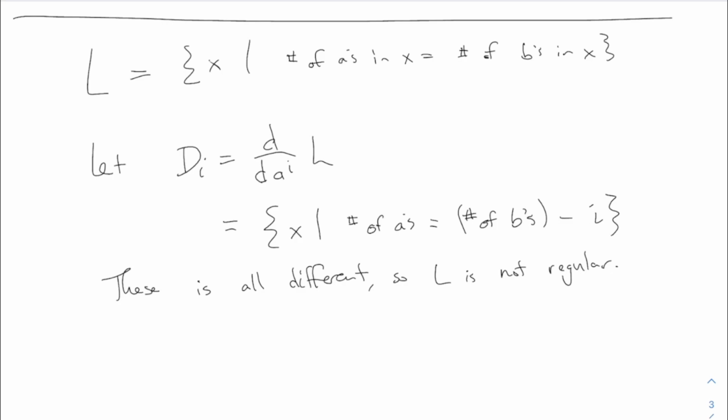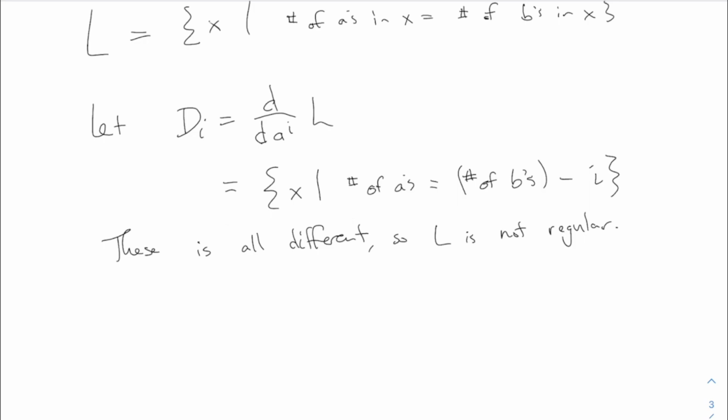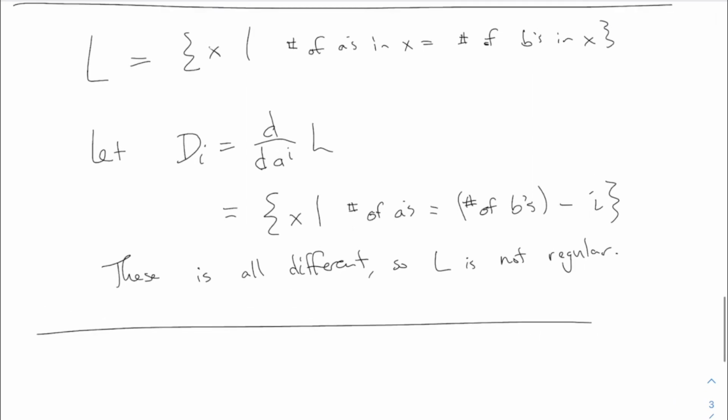I got just a few more, and then I have some for you to try. How about, this is very similar. This was the number of A's is equal to the number of B's. How about the number of A's is less than the number of B's? This one is, I would say, slightly more confusing, but you can still do basically the same thing.